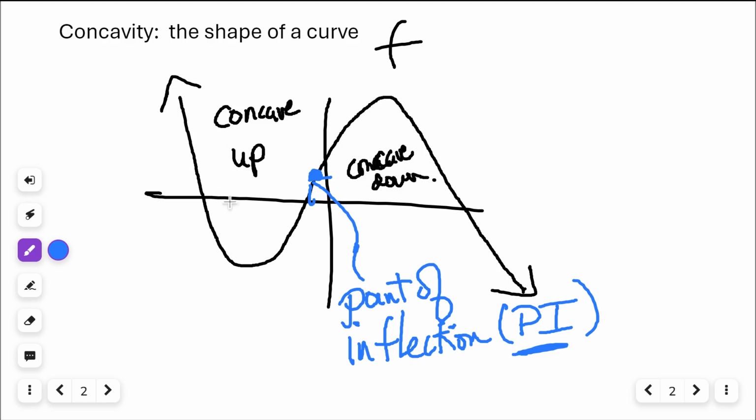All right, so a graph can be concave up, it can be concave down, and when the graph changes from concave up to concave down, there's what we call a point of inflection. Now, it doesn't matter which way a graph changes concavity. If it changes from up to down at a point, it's a point of inflection. If it changes from down to up at a point, it's still a point of inflection. It's got the same name. All right, so let's define these words a little bit further.